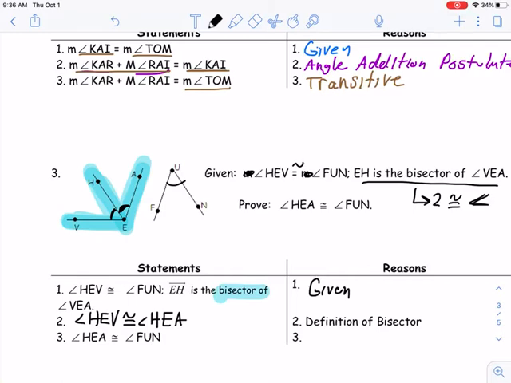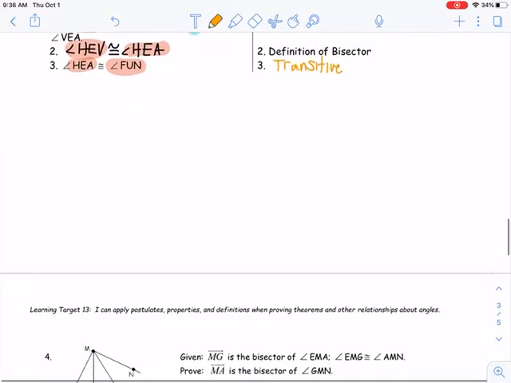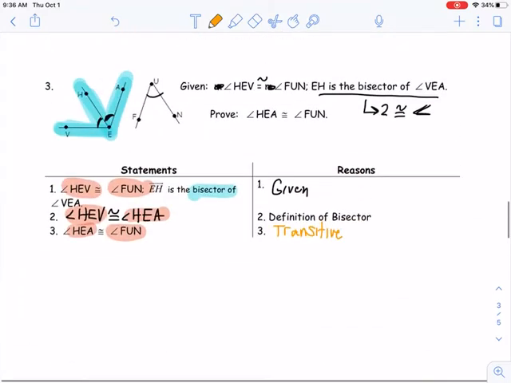Now notice how HEV is congruent to HEA, and HEV is congruent to FUN, so they're congruent to the same thing, so they must be congruent to each other by transitive. And that's that proof right there. We'll put a smiley face.